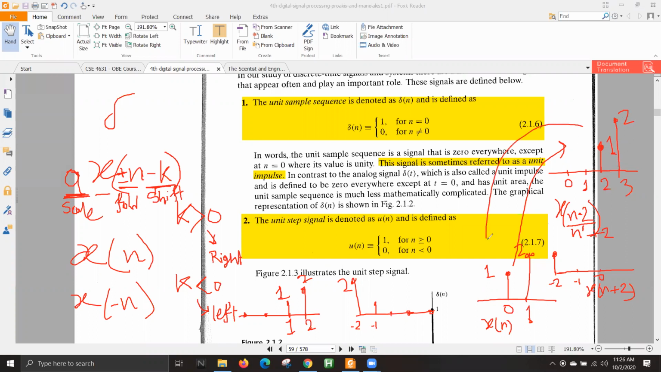this signal into this signal? What do I have to do? I have to subtract 2 from each of the sample numbers, right? If I subtract 2 from each of the sample numbers, then this signal will come to this signal. So what I have to do, that will determine actually whether it is right shifted or left shifted.